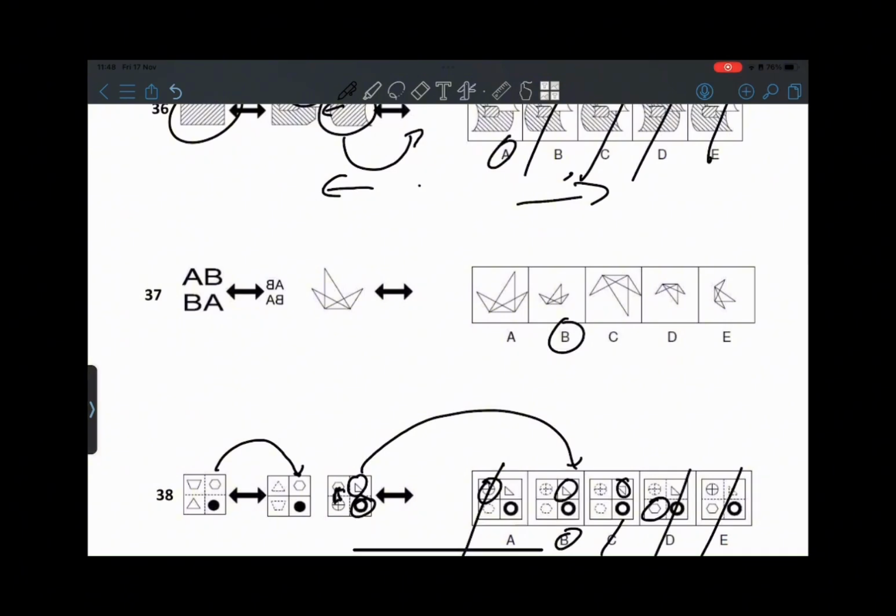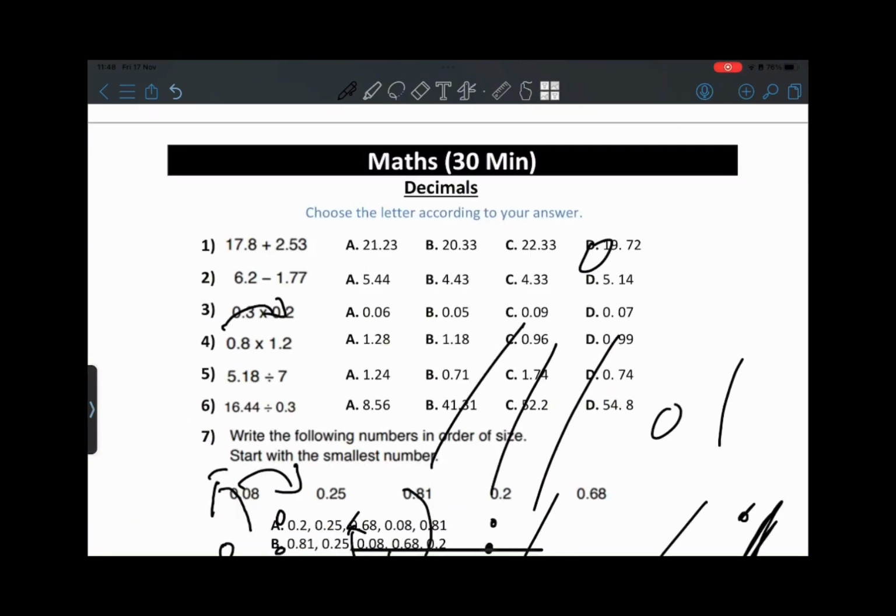Especially look at all the options. If you've cancelled some of them out and you're left with 2 options that look pretty similar, don't just choose the one that you think is right. Only choose one once you've cancelled out every other option. Probably going to leave it at that for NVR.